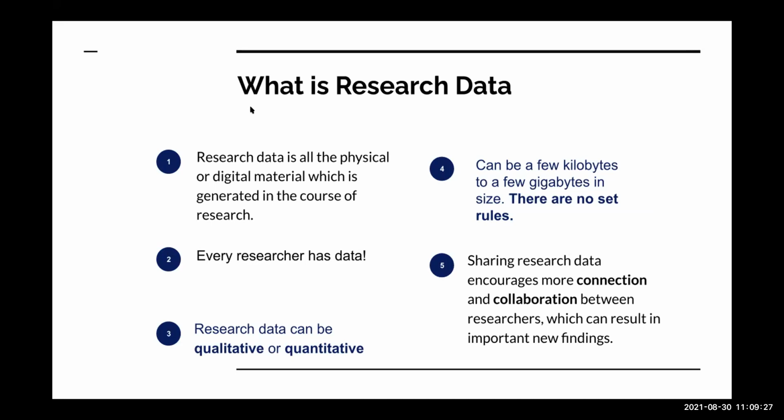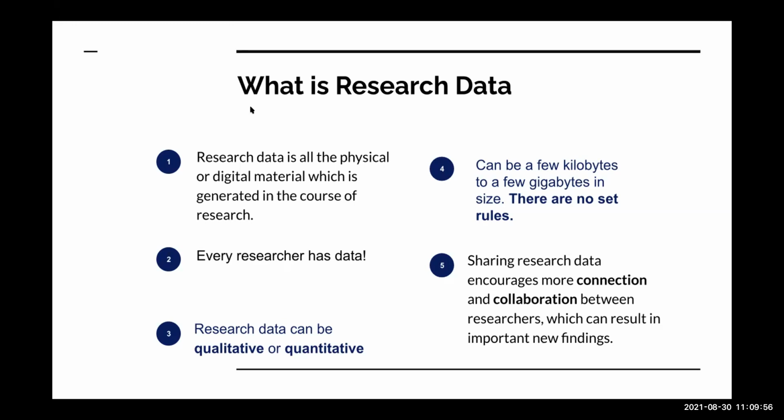Some data can be recollected and other kinds can't be. For example, observations can't be simply recollected, but carefully conducted lab experiments can be. Different disciplines collect different types of data. Sharing research data encourages more connection and collaboration between researchers, and this can result in important new findings and collaborations. It also makes it easier for other researchers to replicate your findings and explore new paths of knowledge.